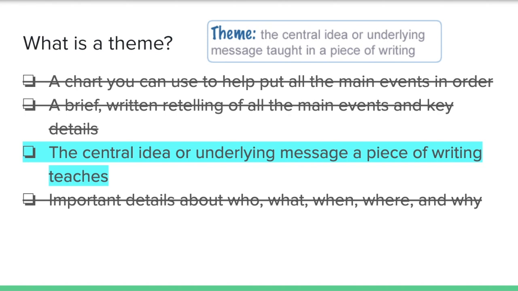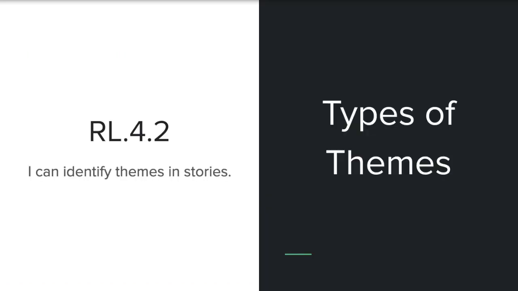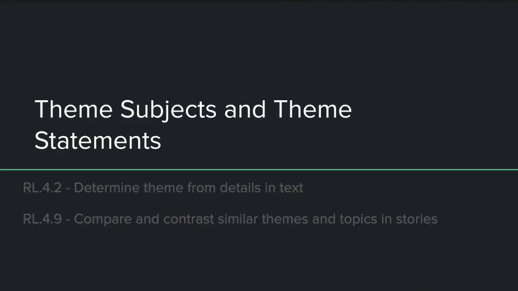It's the main idea that is trying to teach us. It's the lesson we learn. It's the message. It's the moral of the story. Okay? Many stories teach lessons. The lesson a story teaches is also its theme. All right, so there are many different types of themes. Today we're just going to focus on one of these, and that is on honesty.